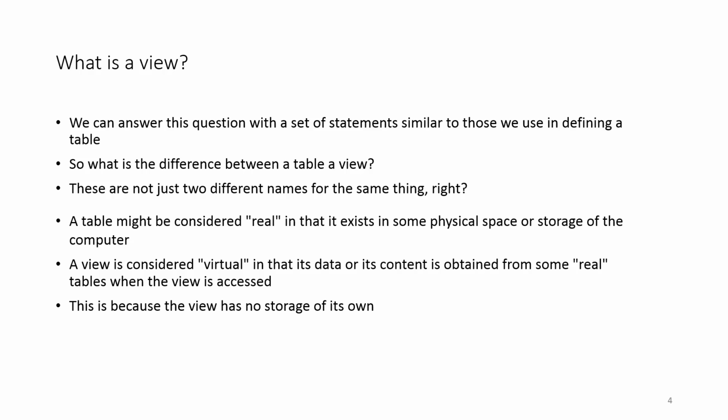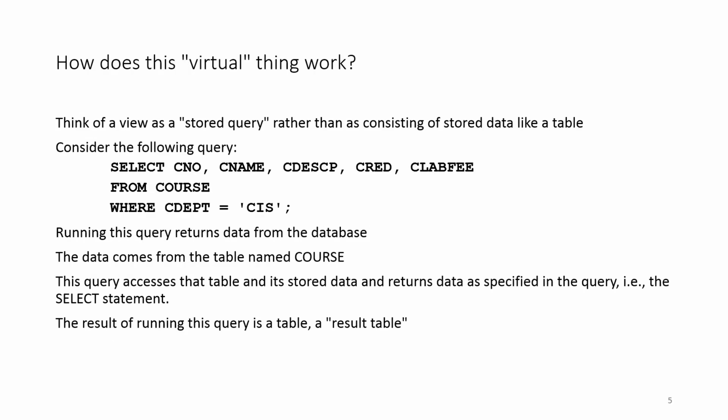Now, the view itself has no storage. That's what we said a moment ago. So therefore, it can't store any data. A view is somehow going to be associated with a table, a base table, a real table. That's where the virtual nature of the view comes into play. So how does this virtual thing actually work? Well, we can think of a view as what I call a stored query. Now, let me give you an idea of how that works.